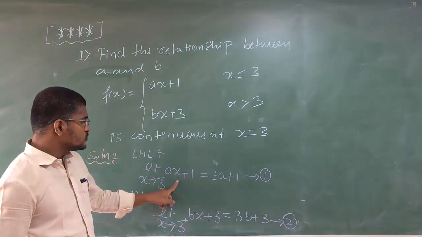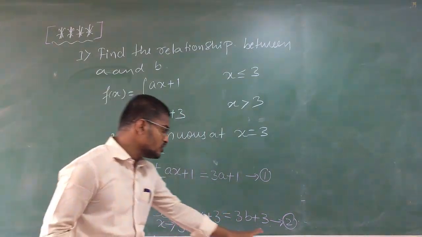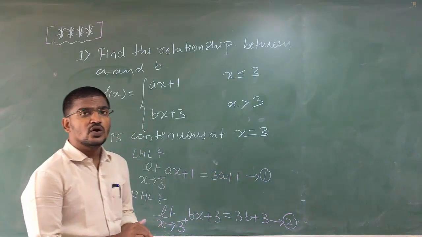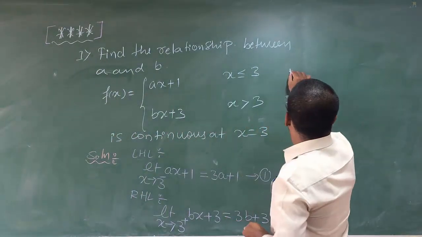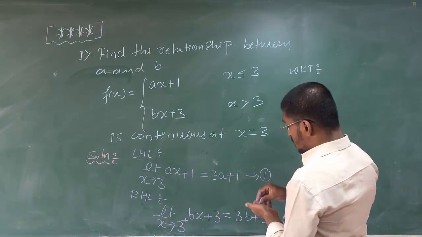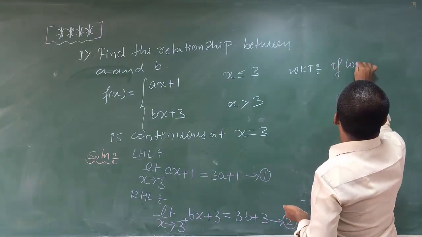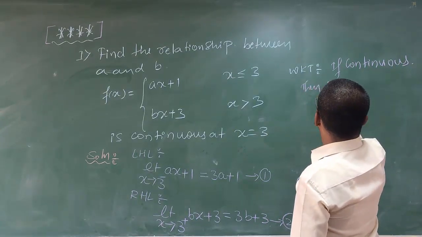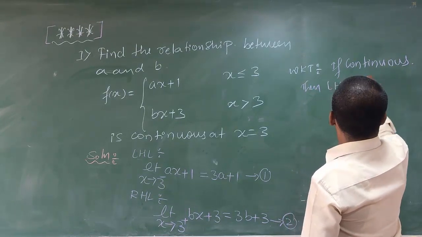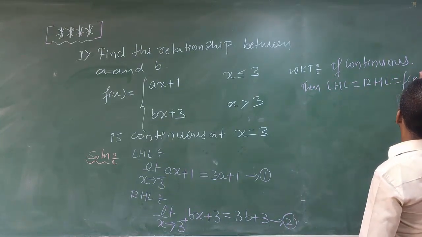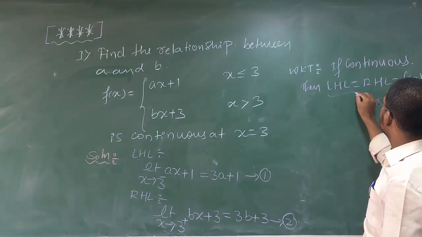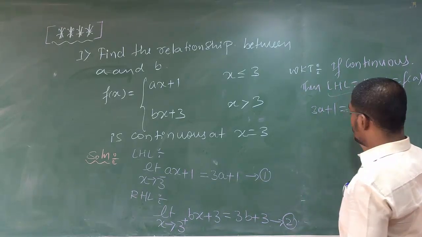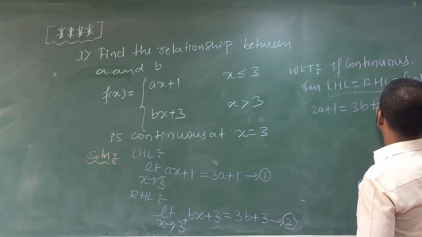Please remember, if you solve equation 1 you get left hand side. If you solve equation 2 it is right hand side. And they have given that it is continuous at x equal to 3. So we know that if continuous, then LHL is equal to RHL, that is equal to f of a. I will use this LHL equal to RHL, that is 3a plus 1 equal to 3b plus 3.